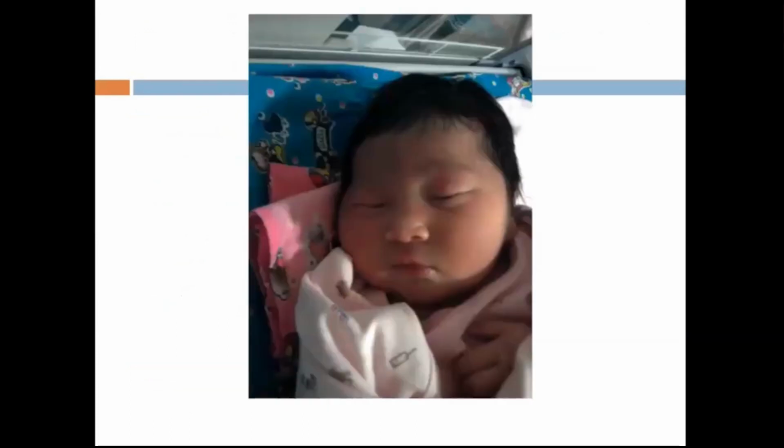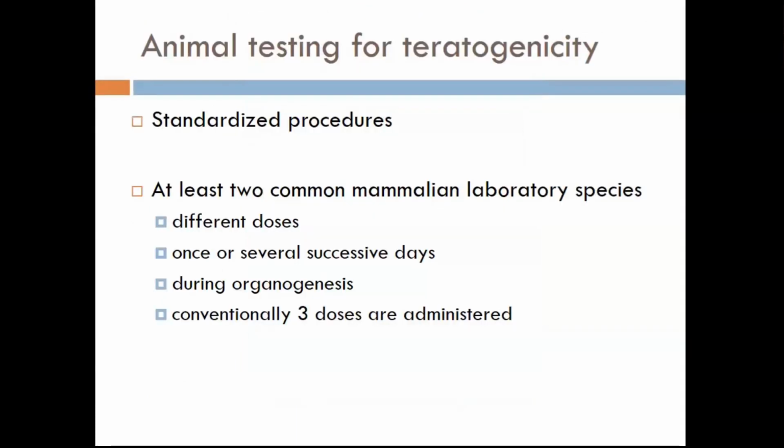So this is probably a child with facial anomalies where the mother was exposed to carbamazepine. There are also animal studies, which are standard procedure. At least two common mammalian laboratory species are to be used before the drug goes through phase 1, phase 2, and phase 3 trials. At different doses, two animals are given the drug once or on several successive days during organogenesis, and conventionally three doses are administered. This is how animal studies are done.